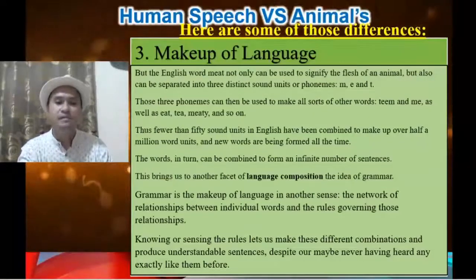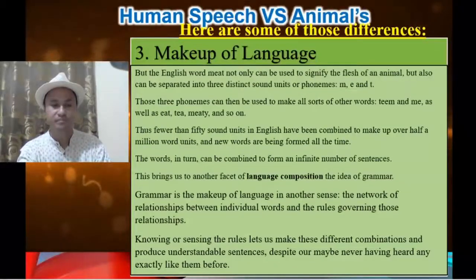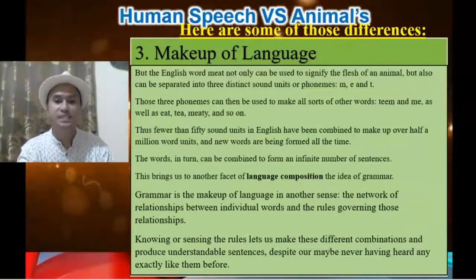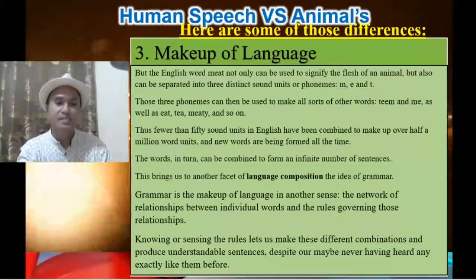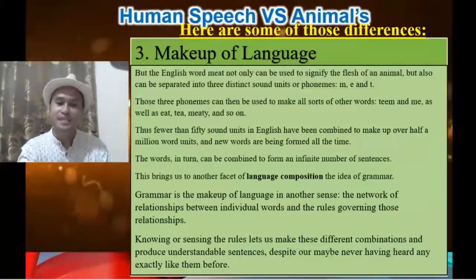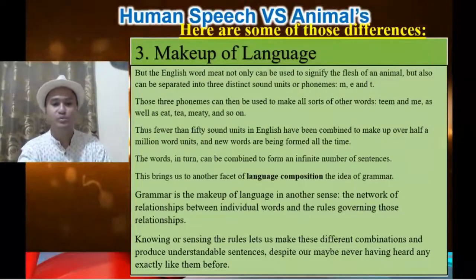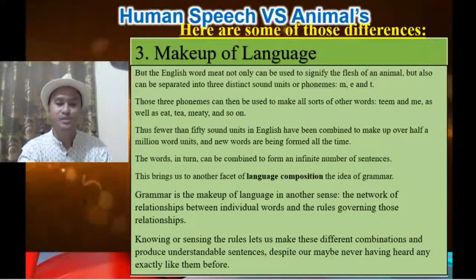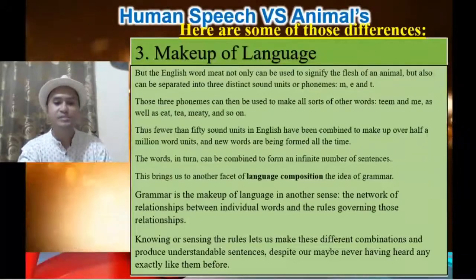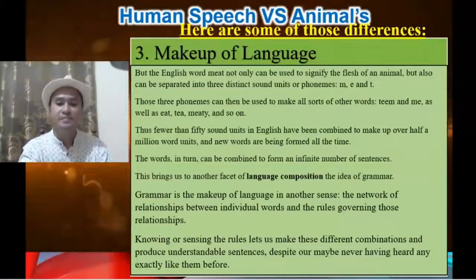Thus, fewer than 50 sound units in English have been combined to make up over 500,000 word units, and new words are being formed all the time. The words in turn can be combined to form an infinite number of sentences. This brings us to another facet of language composition, the idea of grammar. Grammar is the makeup of language in another sense, the network of relationships between individual words and the rules governing those relationships. Knowing or sensing the rules lets us make these different combinations and produce understandable sentences, despite our maybe never having heard any exactly like them before.